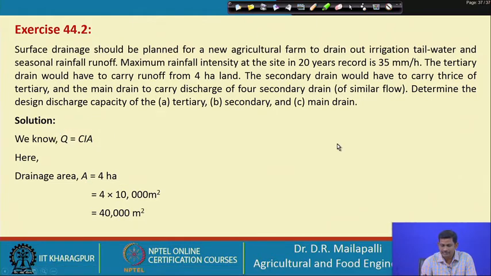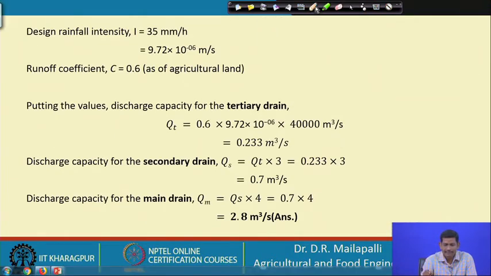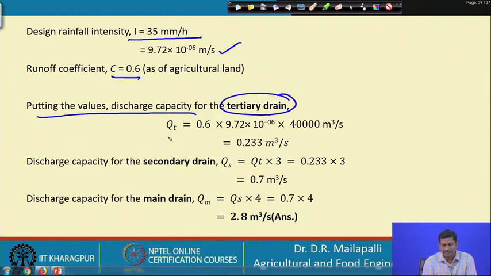Okay. So, the next is I, 35 mm per hour, so that is in meter per second, and the C is 0.6 for agricultural land, and putting all the values for the tertiary drain, Q_T for tertiary drain is 0.6 times 9.72 into 10 power minus 6 times the area. So, the tertiary drain carries 0.6 times of that particular area, okay, and this will give 0.233 meter cube per second.